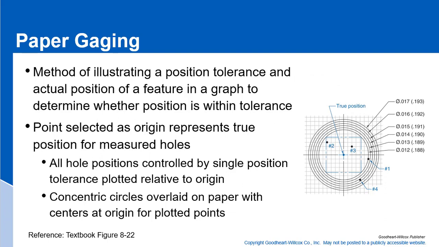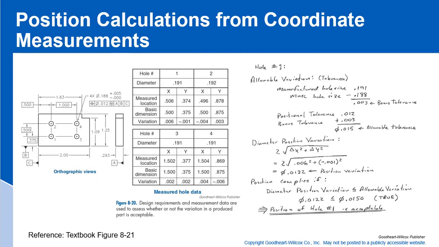Paper gauging. This would be another way of determining whether or not your holes are within tolerance. And really, I'm just going to introduce this topic. I'm really not going to talk about it too much. For your homework assignment, I just really want you to do the position calculations from coordinate measurements.